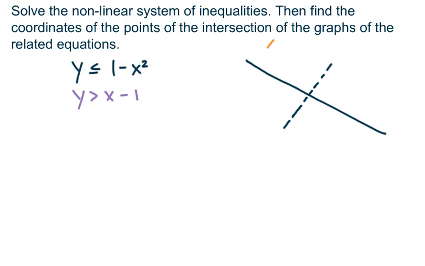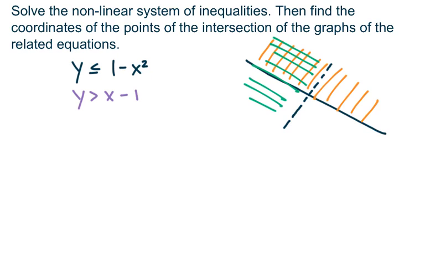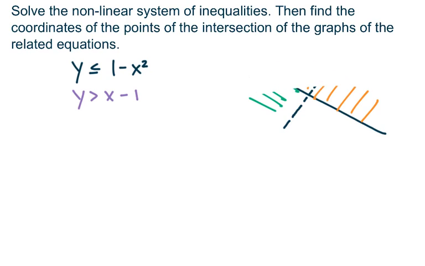And then you might have looked at shading on one side of the line as well as on the other side of the other line. And your solution would be that region where you've shaded twice. So we're going to be doing the same thing. We're just going to be solving a system of nonlinear inequalities. And we're going to graph them and shade. And we'll also find that point of intersection, that vertex point.